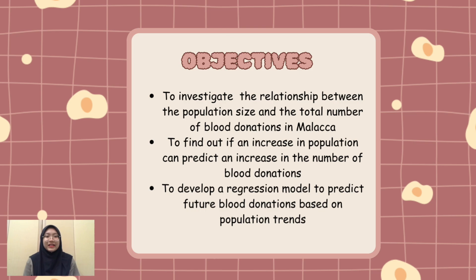Last but not least is to develop a regression model to predict future blood donations based on population trends. Due to our topic chosen, which is topic 2, correlation and regression, we will be using linear regression to forecast future blood donation numbers using historical population data. This will help health agencies estimate future blood supply needs by looking at how the population is expected to grow.